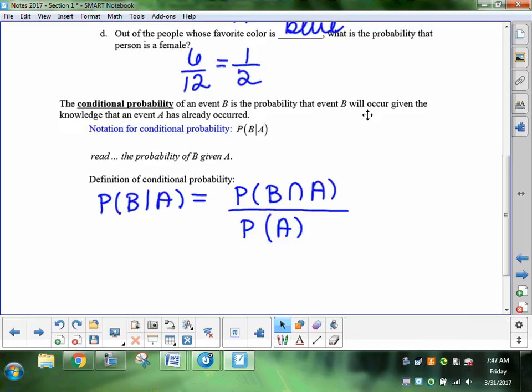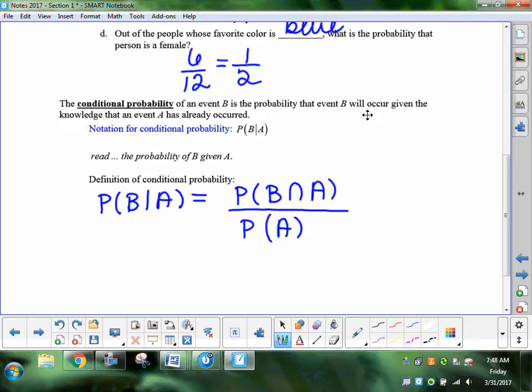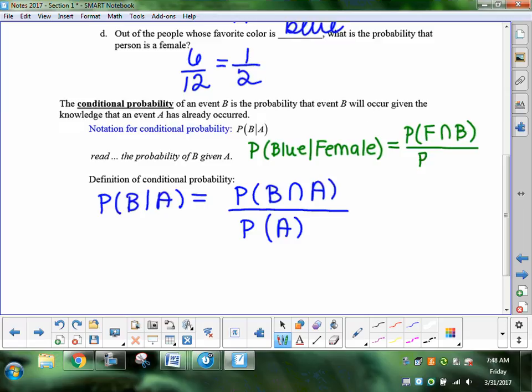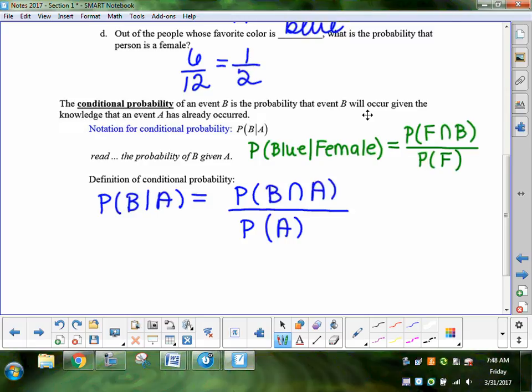So for what we just did earlier, probability of blue given female, the way you can compute that is you would take the probability of female and blue over the probability of female. And that's where those come from. Questions on that? All right.